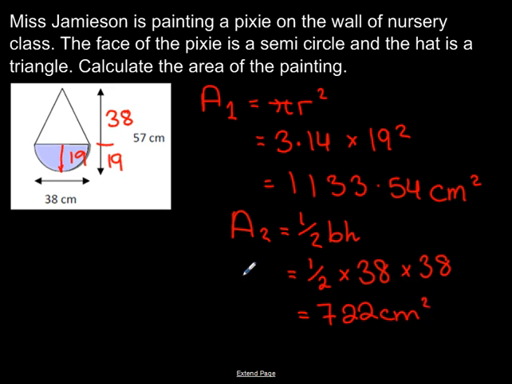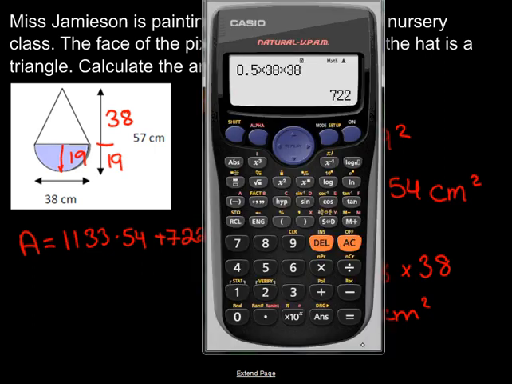I want to then give the area of the total thing. So my final answer is going to be area 1 plus area 2, so it's going to be 1133.54 added on to 722. I'm going to go back to my calculator. I had 722 in there already, so I'm just going to add on 1133.54.